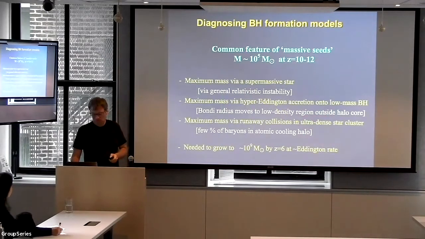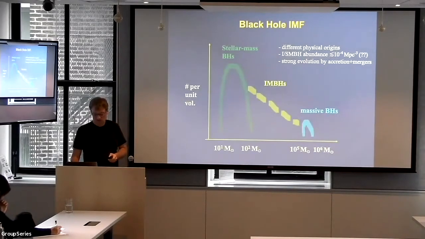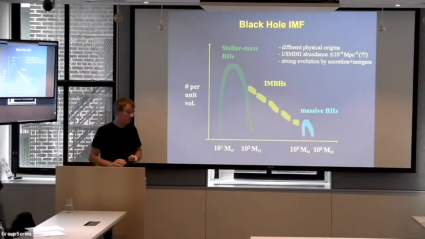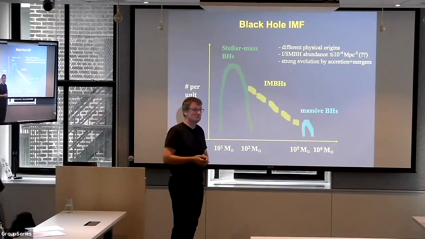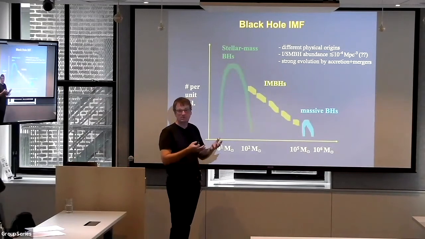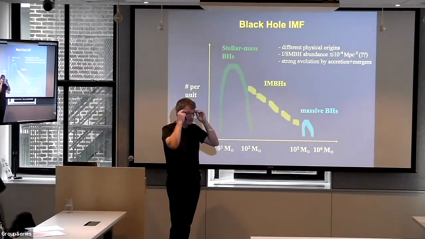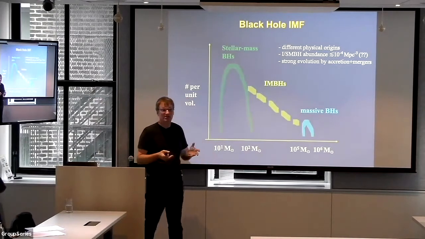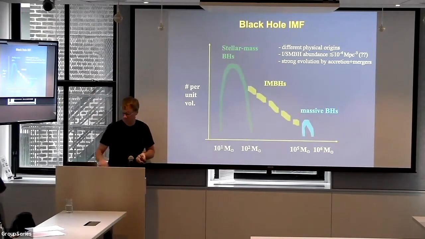So I do want to say how you actually diagnose this. The question next is, suppose we want to diagnose observationally what kind of black holes formed, and how many, in the early universe. The question is how to do that.